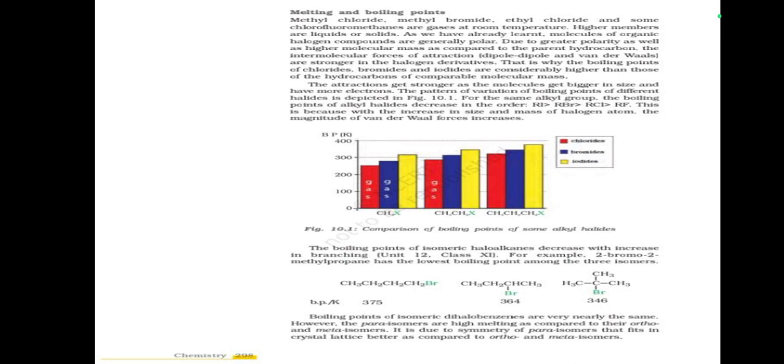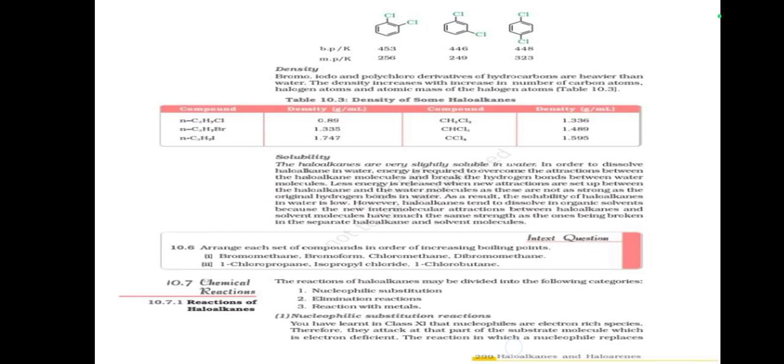Boiling points of isomeric dihalobenzenes are very nearly the same. However, the para-isomers are high melting as compared to their ortho and meta-isomers. It is due to the symmetry of para-isomers, which fits in the crystal lattice better as compared to ortho and meta-isomers.